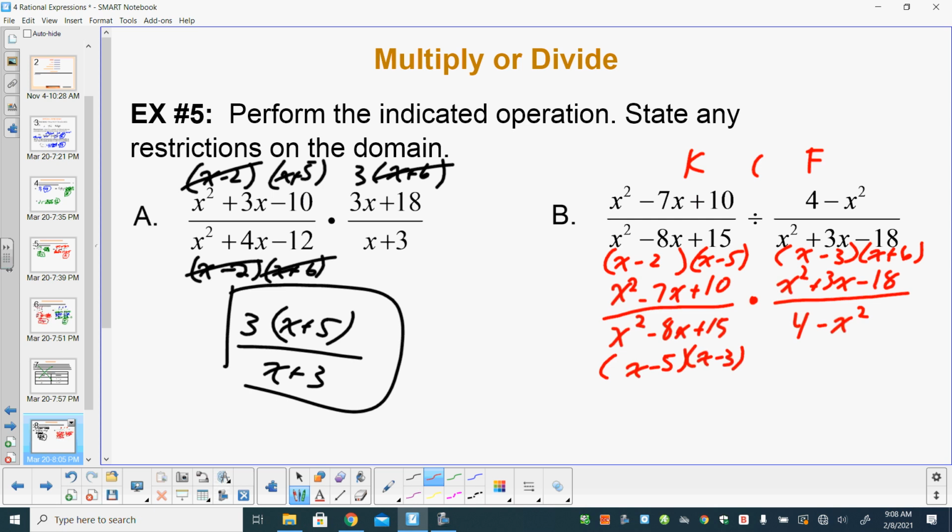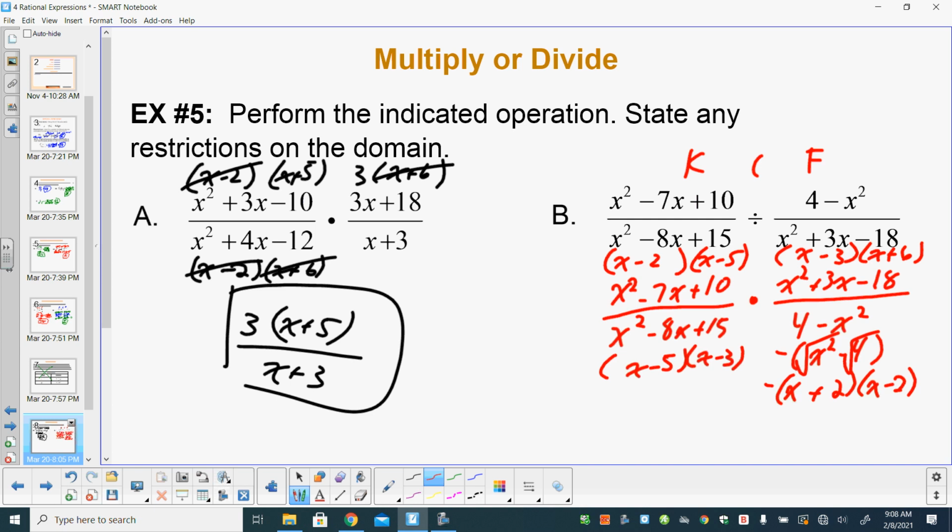All right, what's going on with this one? I need to factor out a negative to put it in the right order. And then what's special about that one? Difference of squares, right? And a difference of squares factors into two binomials. Square root of x squared is? Good.